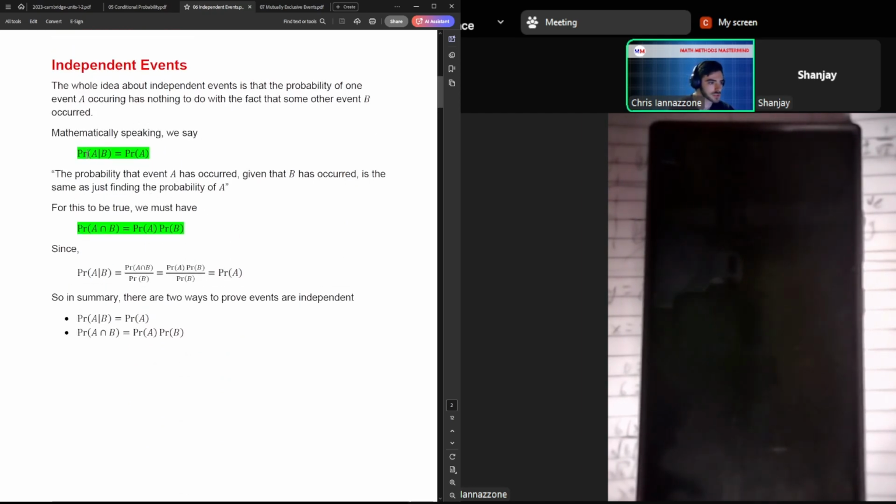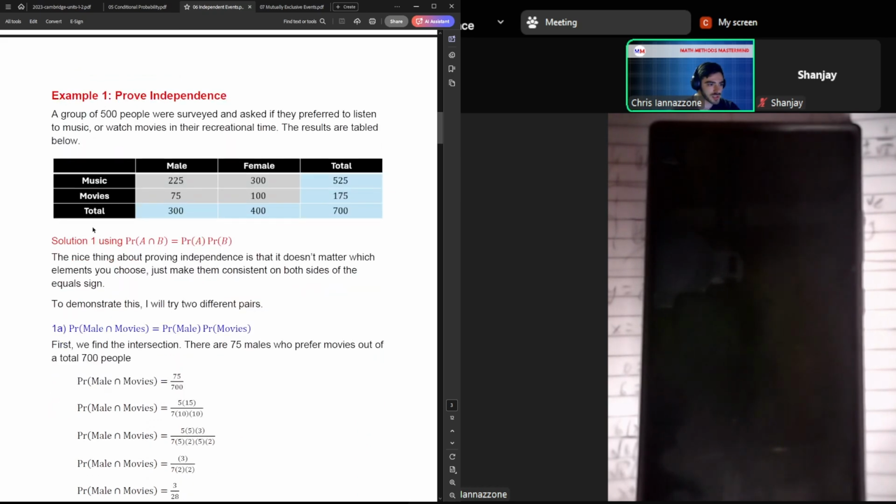So now that we know what conditional probabilities are all about, independent events basically say the probability of one thing, given that another thing has occurred, should be the same as the probability of that original thing. So basically it means it doesn't matter if B happened, the probability of A is going to be the same regardless of if B happened. And so that's one way of proving events are independent. If the conditional is equal to the regular probability, you can say those are independent. The other way of proving it is by calculating the intersection and each of these individual probabilities and seeing if those are equal to each other. So these are the two ways you prove independence.